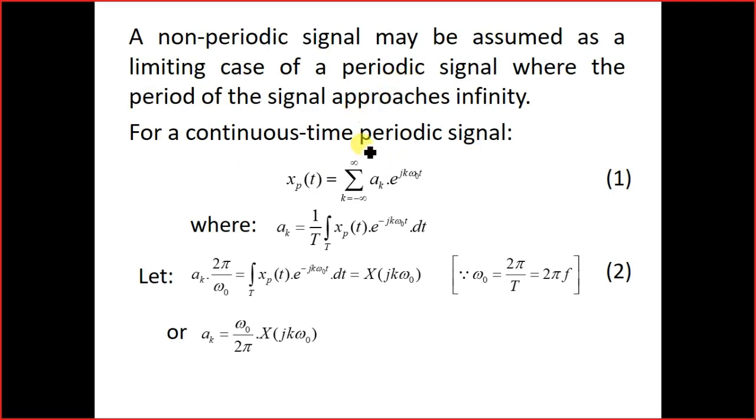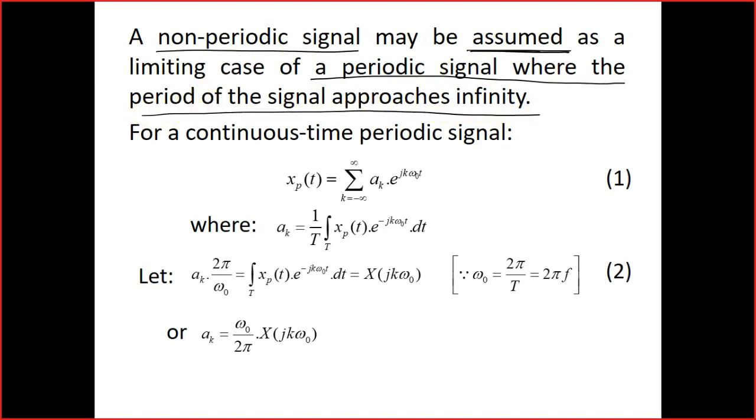If you look into the first assumption of the Fourier transform, in whatever book you take up, you will find the first assumption is that a non-periodic signal may be assumed as the limiting case of a periodic signal where the period of the signal approaches infinity. So what we have said just before, if there is a periodic signal x(t), we can tell it as periodic if it is represented by t plus capital T, where T is finite.